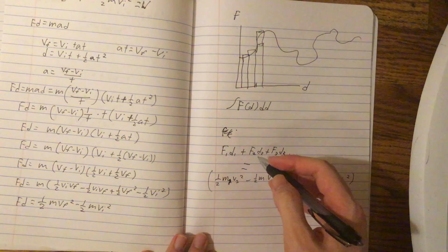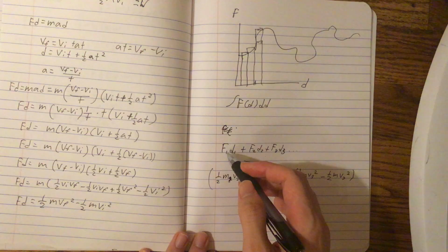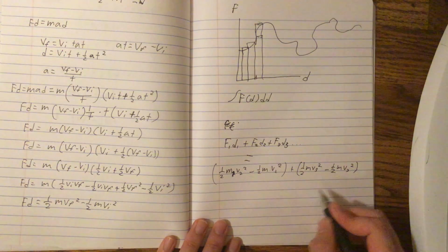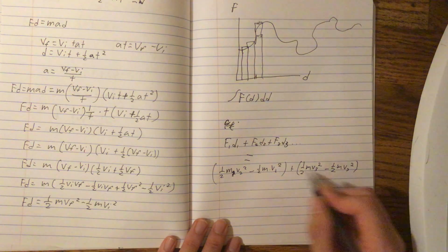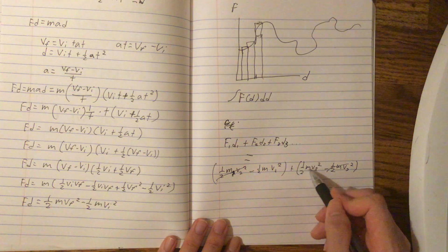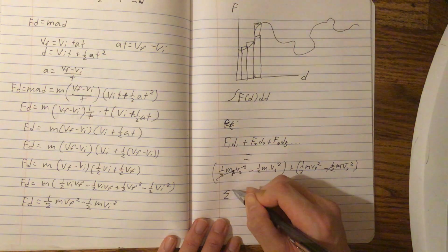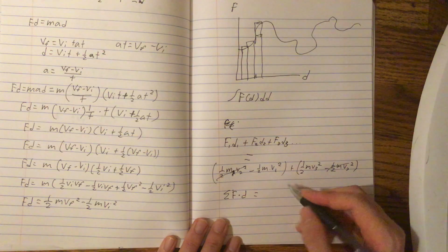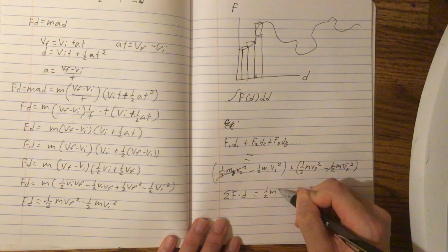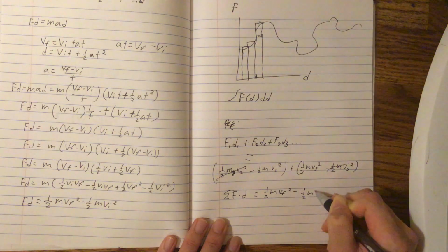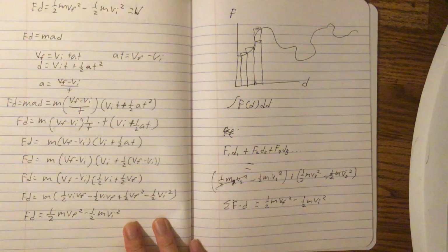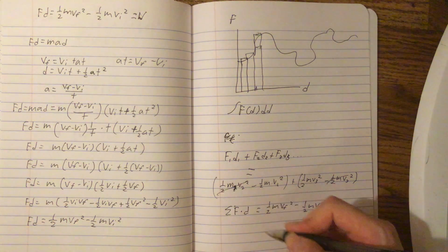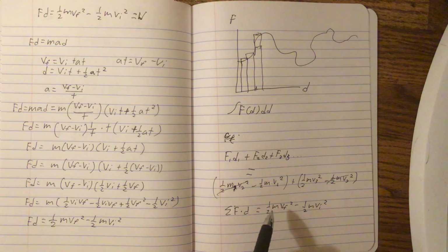Because this energy starts where the previous one left off, these would all just cancel out with each other. So this would cancel out with that, and we just get that the sum of the force times the distances just equals 1/2 m v_f squared minus 1/2 m v_initial squared. Or this is not exactly true, but the integral of force with respect to distance should equal this.